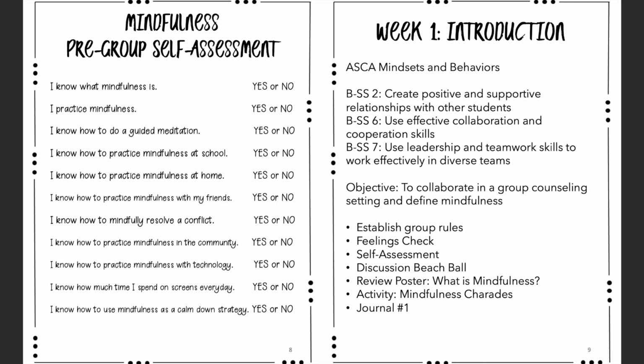And then each week you're going to have an outline. It's going to have mindsets and behaviors from ASCA, and then the objective, and then a quick little outline of what you're going to do. Because this is the first week, you're going to establish those group rules, like I mentioned, do a feelings check, the self-assessment, and then you're going to do an icebreaker, which is a discussion beach ball, then a poster. Many of the weeks will have a poster that you can review as a group, and I encourage you to print these out and hang them in the office if you're able to.